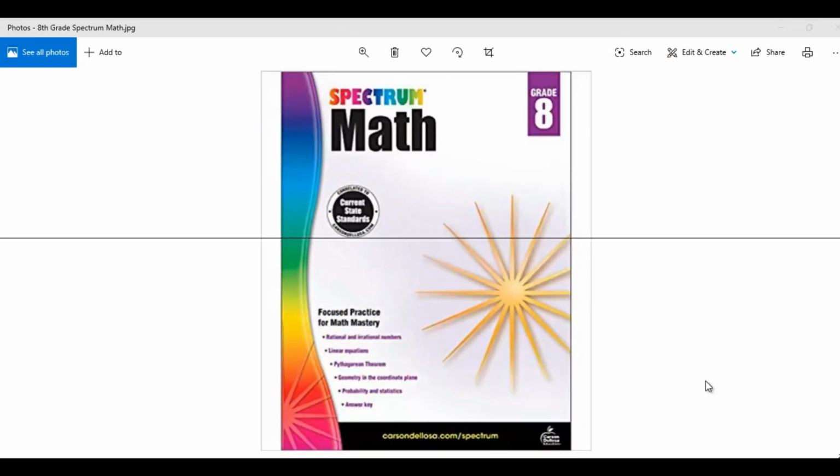Alright, this is a Spectrum 8. It's an 8th grade math book, and it has a little bit of everything in it for math for an 8th grader. And what I'm going to take out of here is the system of equations. And I'm going to take a couple out of here and work them out for you.